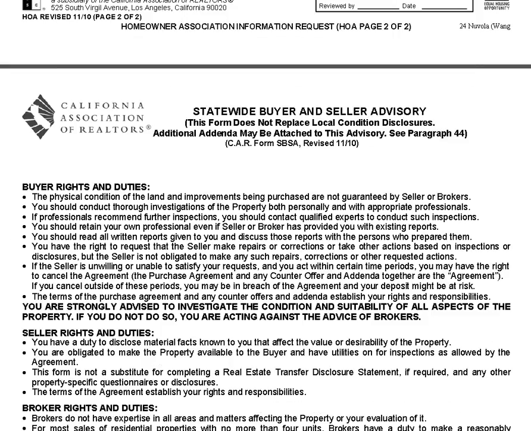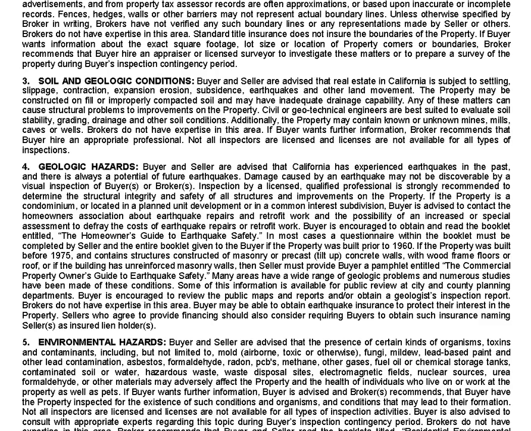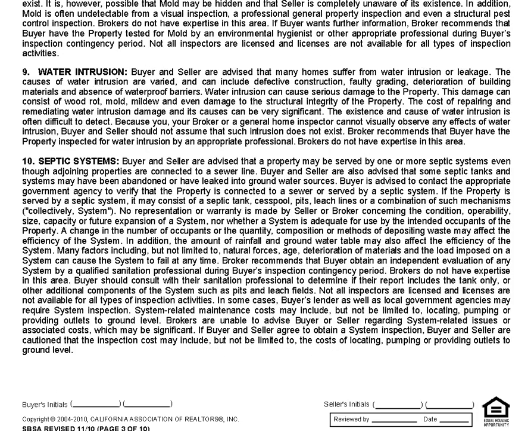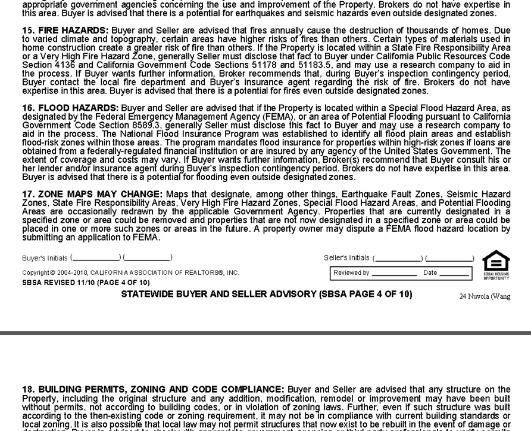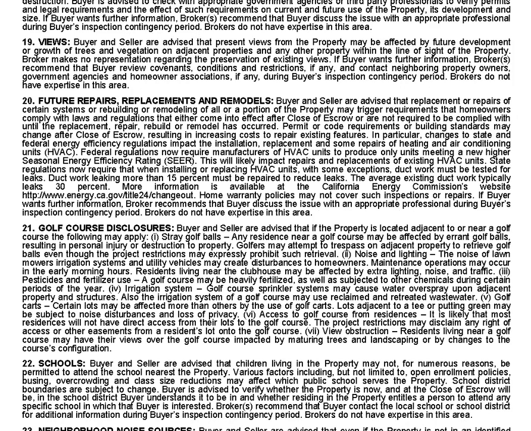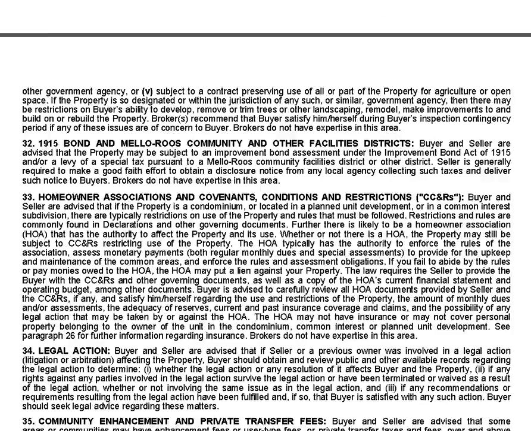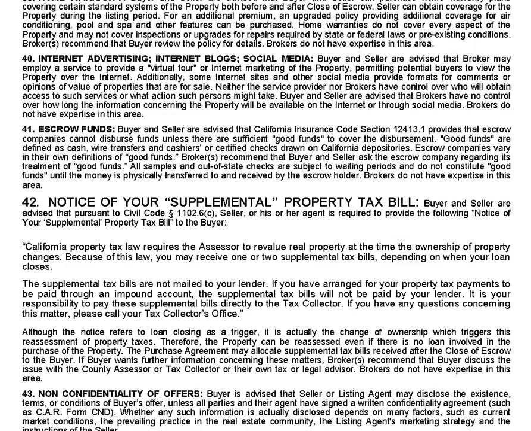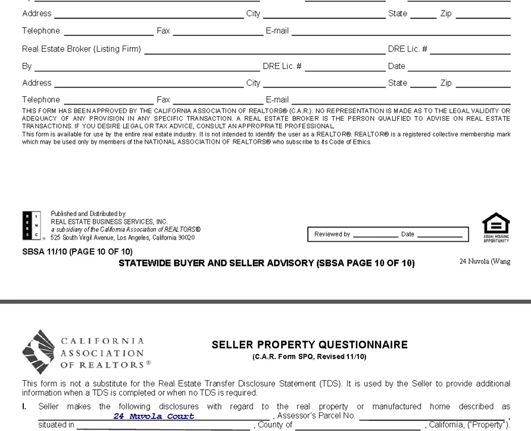The next form is a 10-page statewide buyer and seller advisory, and it's full of various topics that are recommended to the buyer to consider when they're buying real property, whether it's geologic hazards, water intrusion, easements, earthquake issues, schools, etc. It's 10 pages of these things that you're making the buyer aware that they should consider.